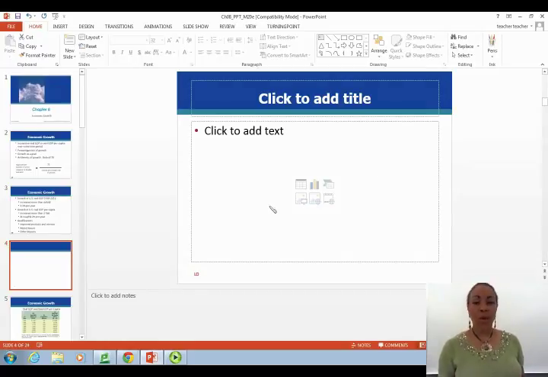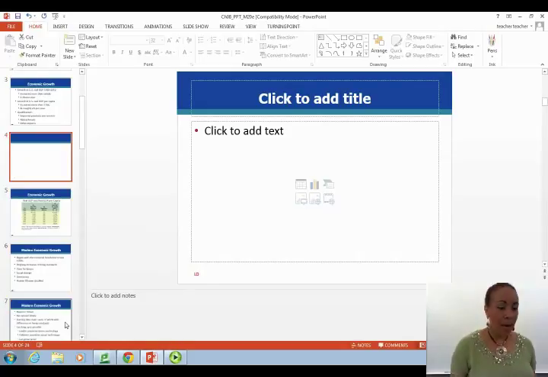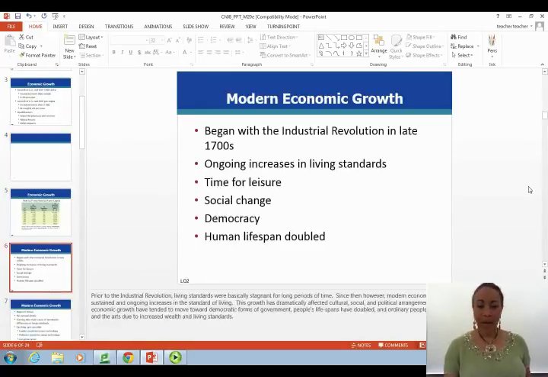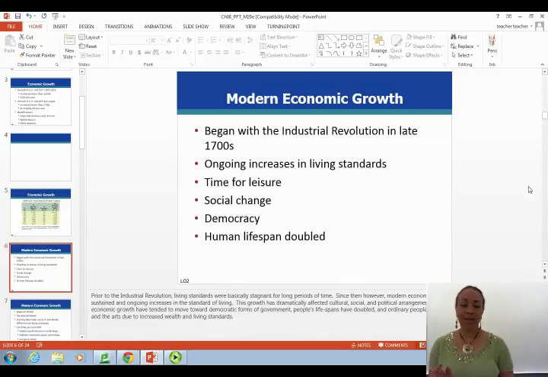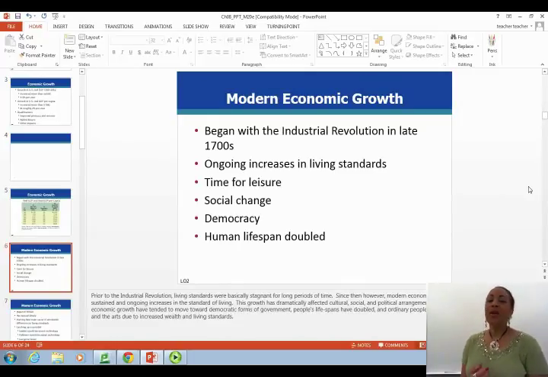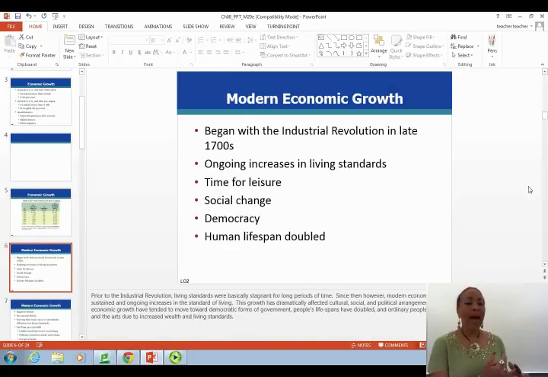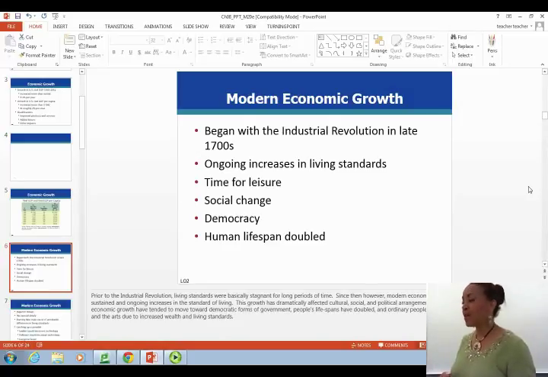All right? So, again, very, very important in regards to that time period and population. Now, what I want you to do, and let me clear this. I'm going to go over this, and then I'm going to have a little table thing that I want you guys to do. So, economic growth. We're supposed to have more time for leisure, right? Social change, democracy, and our lifespan has changed. People are living longer. Now, there's a question we have to ask ourselves with economic growth.